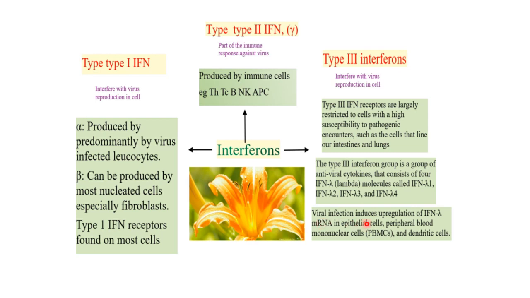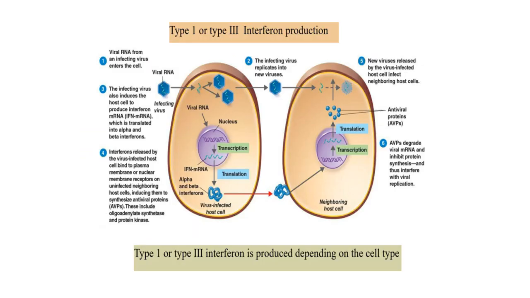Viral infection induces upregulation of interferon lambda mRNA in epithelial cells, peripheral blood mononuclear cells, and dendritic cells. So, type 1 or type 3 interferon is produced depending on the cell type. Some cells will produce type 1 predominantly, some cells will produce type 3 predominantly.